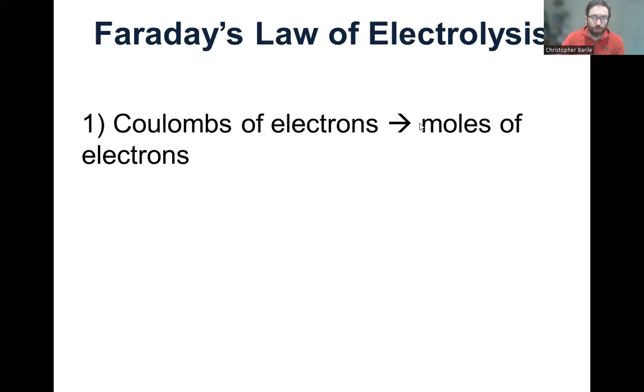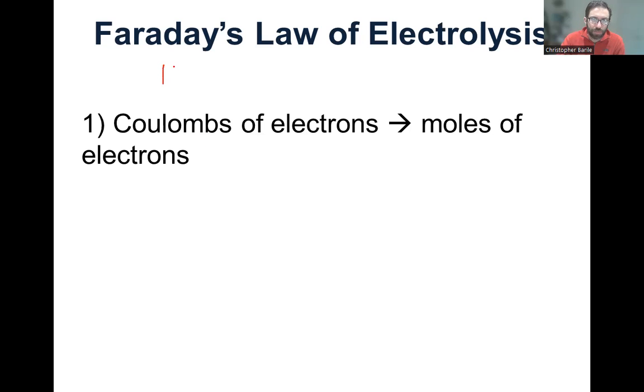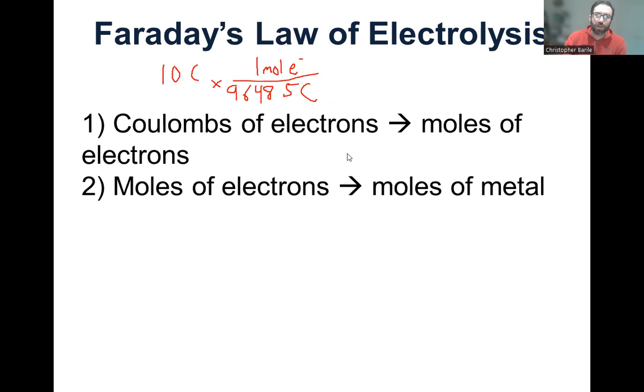Then you go from coulombs to moles of electrons. So let's say I did an experiment, I got 10 coulombs, and all I do is I divide by Faraday's constant, right? 96485 coulombs is 1 mole per 1 mole of electron. Now I got myself into moles of electrons. From there, I can go to moles of whatever reactant I want using a balanced equation.